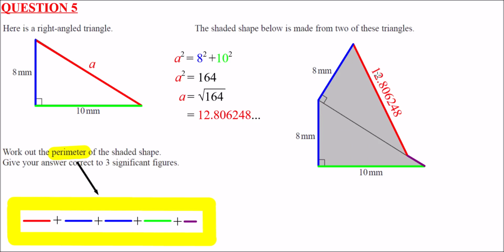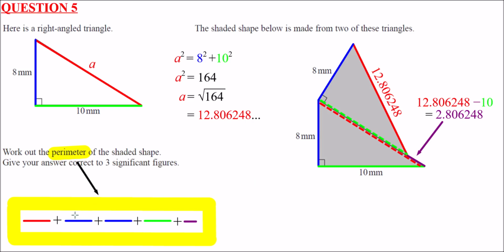So that's now 12.806248. So how can we work out what this tiny smidgen is here? Well, if we consider this dashed red line is obviously the same as the hypotenuse, which is 12.806248, but from here to here is the same as the base of this one, which is 10, then the difference will just be 12.806248 minus the 10. In other words, this tiny bit here is 2.806248.